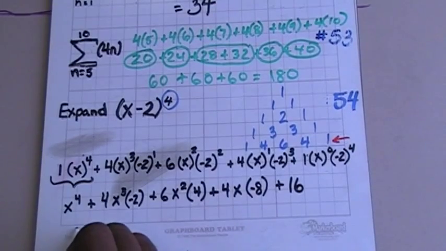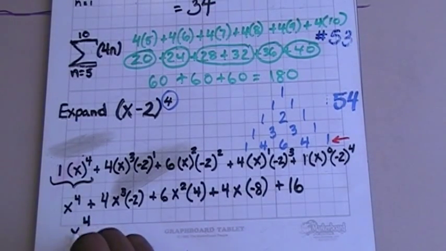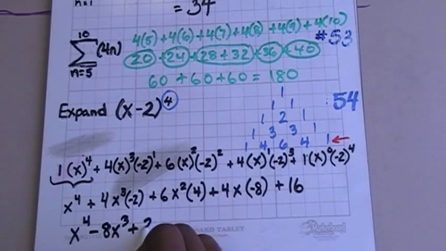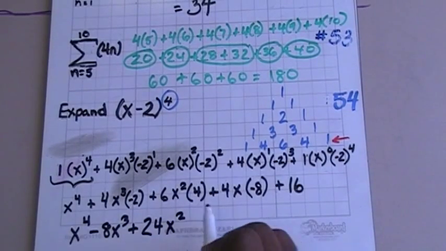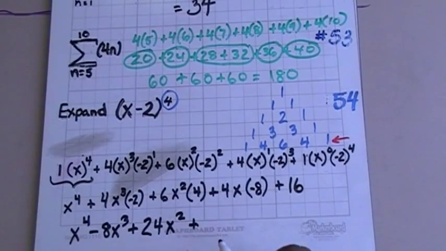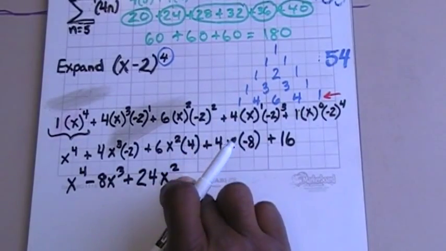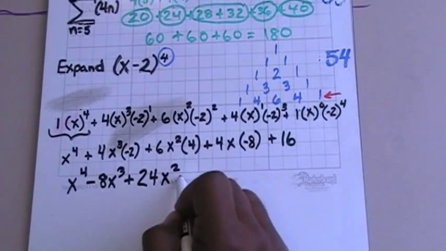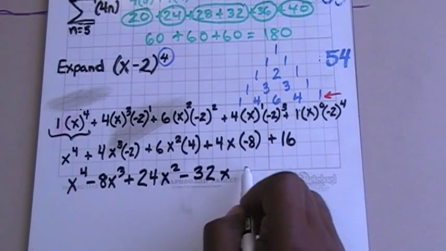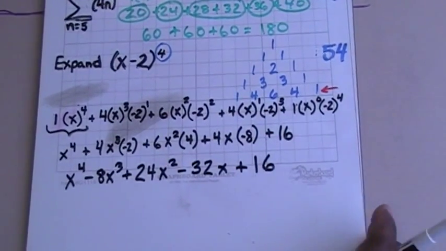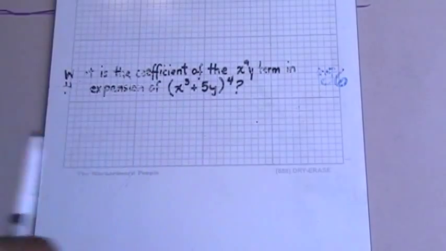So last line. x to the 4th, minus 8x cubed, 24x squared. What's next? I put a plus, it should be a minus 32x plus 16. And we are done with number 54. Let's finish up.